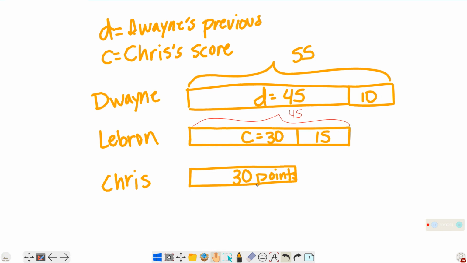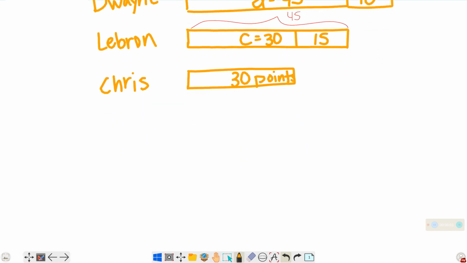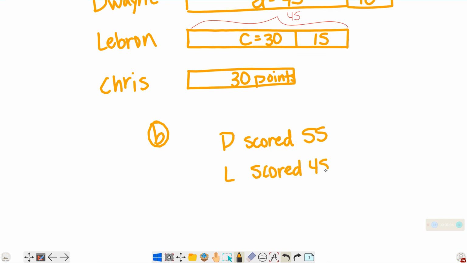Part B of number 1 says, if there are only 3 players who scored, what was the team's total number of points at the end of the game? Well, we know Dwayne scored 55. And we know LeBron scored as much as Dwayne's previous score, which is 45. And we just found out that Chris scored 30.